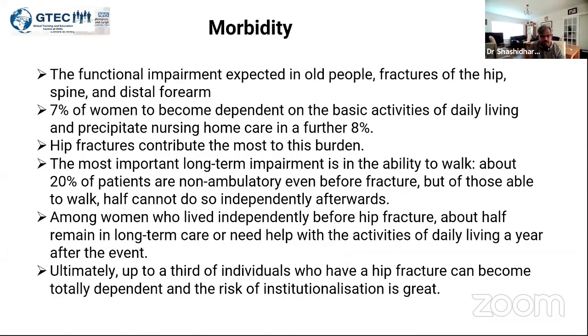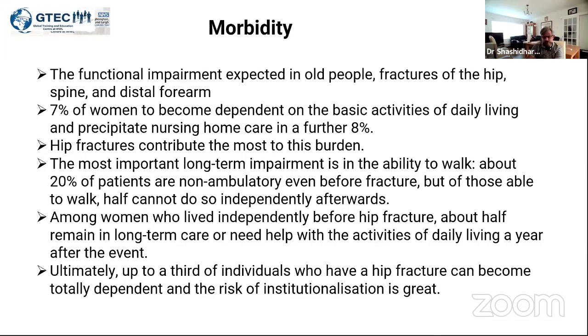This is a busy slide, but the important thing to remember is that the functional impairment expected in older people happens for several reasons. One is a fracture neck of femur, but we also need to think about vertebral and distal fractures. You might wonder why the distal fracture, because that can cause significant malleolar problems and other things. But in the context of India especially, the women who maintain the home, who also control the home, become very dependent. 7% of women become dependent on basic activities of daily living, and it may go up to about 15%.